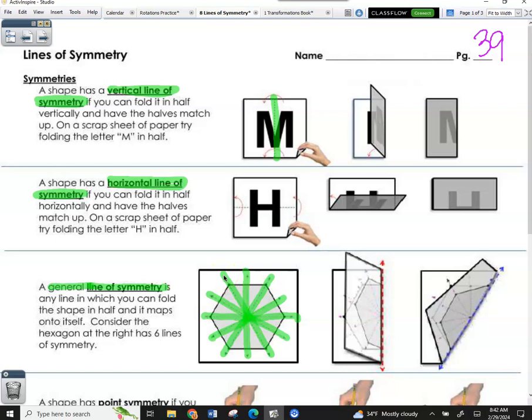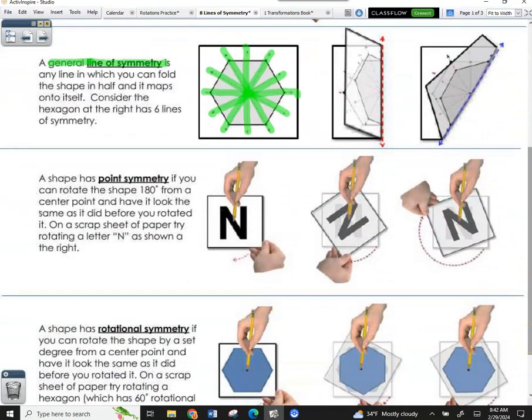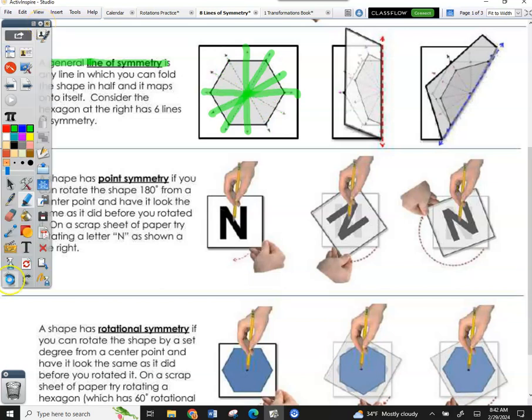If I was to ask you how many lines of symmetry there are, when you first look at the picture, you might think there's a ton. But how many are there actually? How many lines total? 6. 1, 2, 3, 4, 5, 6. It looks like there's a lot more, because when you mark one line, it does have 2 ends to it. But there's 6 lines of symmetry.